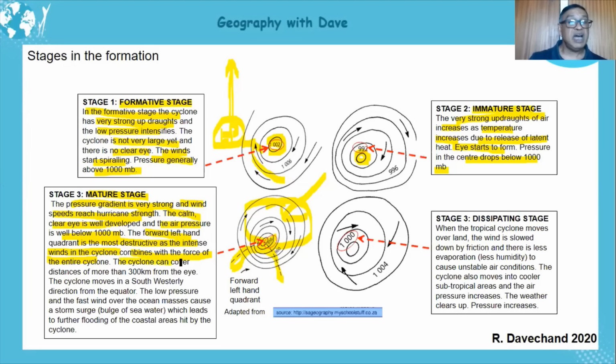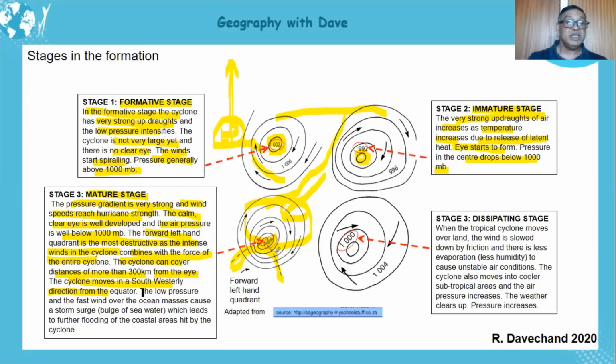The cyclone can cover distances of more than 300 kilometers. In fact, the whole size of the cyclone is around 500 kilometers. So more than 300 kilometers from the eye. The cyclone moves from east to west, southwesterly here. Can you see it? In the direction from the equator. There's the equator here, and it moves southwesterly like that.